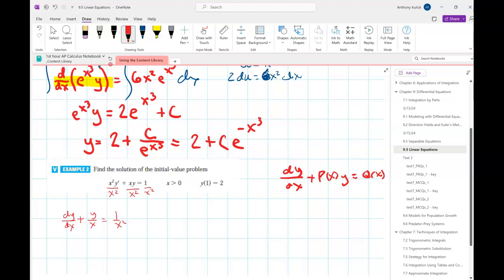So what's my p of x then? Not y over x. What? 1 over x. Oh, right. Because the y has to be there, right? This y is that y. So p of x is the 1 over x. So my integrating factor then is going to be e to the integral 1 over x dx.